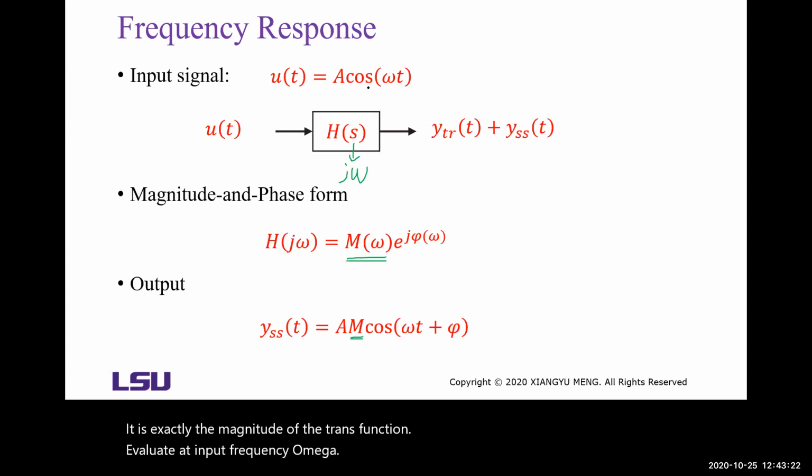Then if the input signal is a cosine function, the steady state output will be a cosine function as well. It has the same frequency as the input signal. The only difference is the phase. The phase can be determined by the transfer function as well. That is the phase of the transfer function evaluated at the input signal frequency.